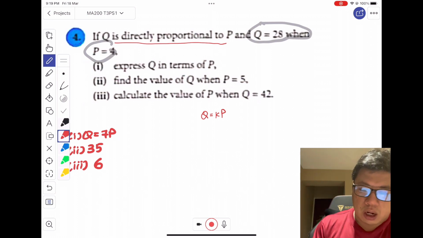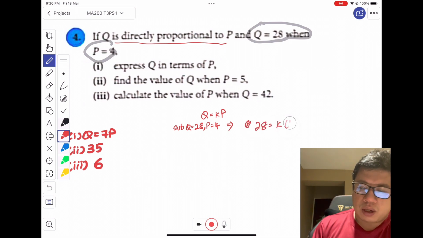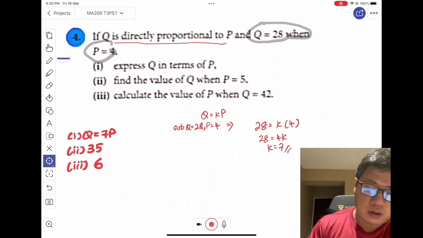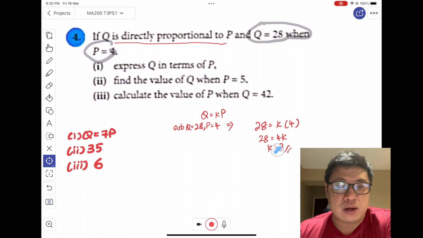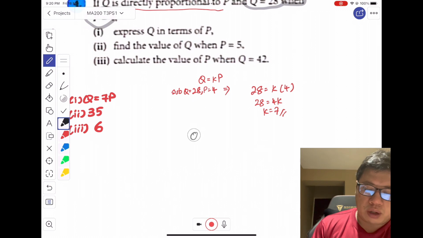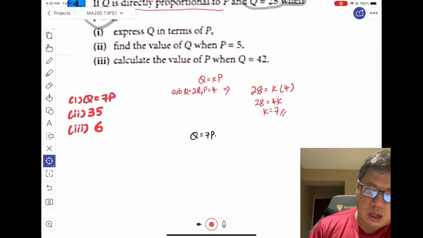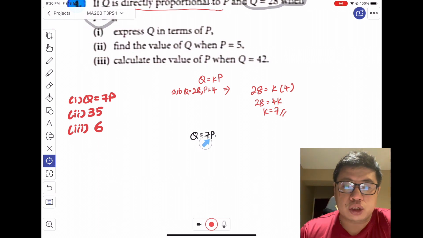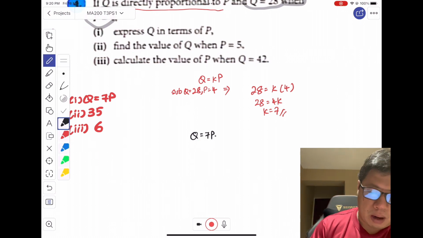So what we're going to do is substitute Q equals 28 and P equals 4. Then it tells us that Q, which is 28, is equals to K times P, which is 4, so we have 28 equals 4K, and therefore K is equals to 7. So that allows us to substitute a pair of values in order to find the K value. This K allows us to rewrite our equation: Q is equals to 7P, and this is how they are related, and Q is directly proportional to P. So that's the answer for part 1.